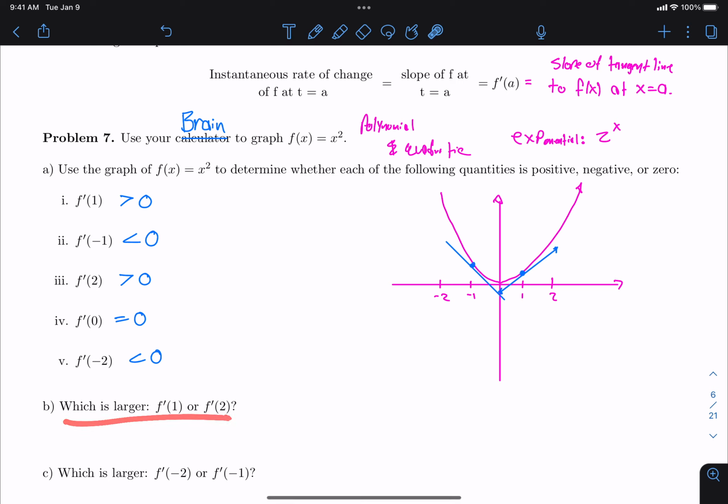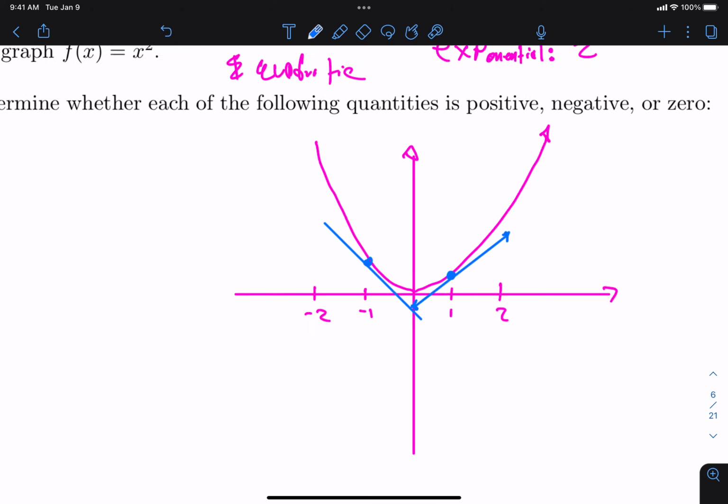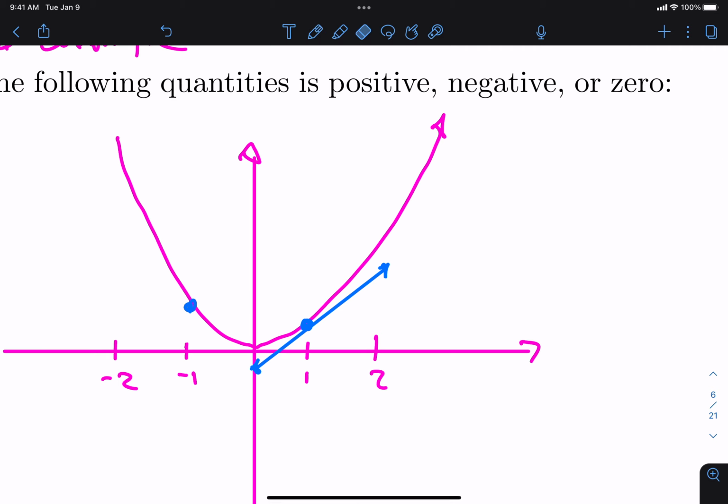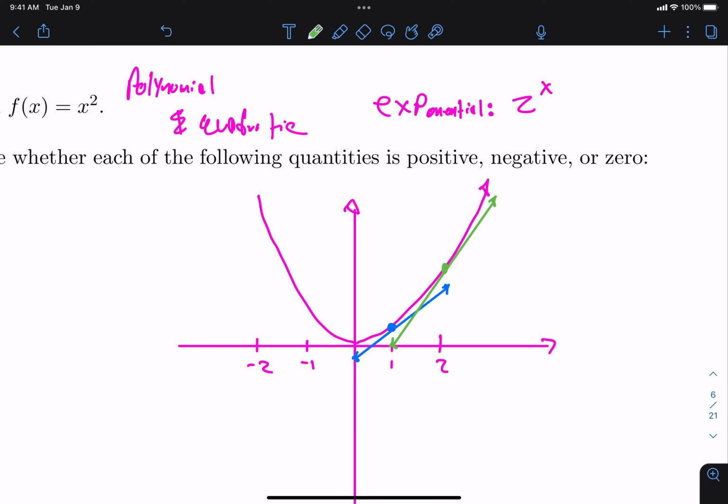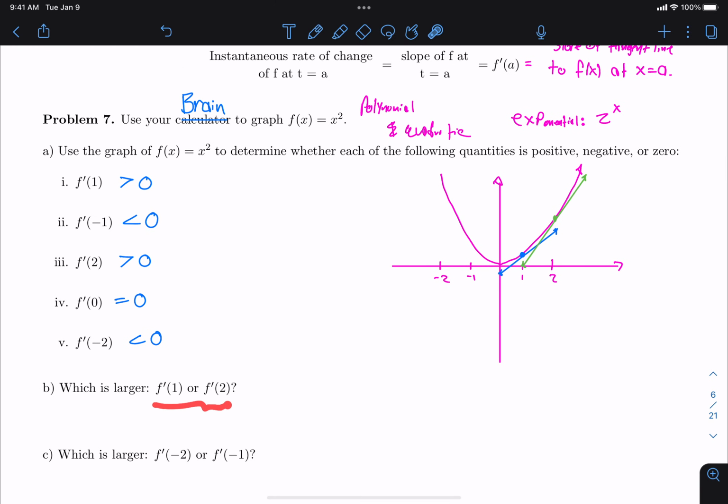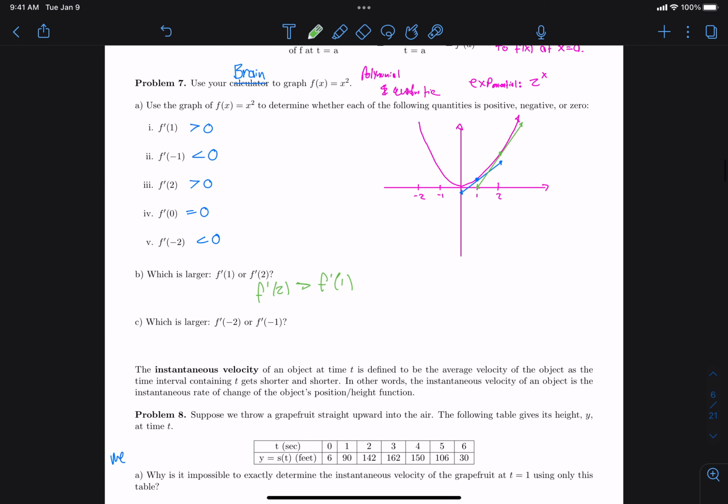Which is larger between f prime of 1 and f prime of 2? Well, let's take a look. We're asking about the slope of the blue line versus the slope of the green line. And what do we notice about the slope of these two lines? Which one's bigger? Yeah, the green line. So what is this really asking us? Which is larger, f prime of 1 or f prime of 2? It's quantifying between this point and this point, where is the function steeper? And it's the second point, right? F prime of 2 is larger than f prime of 1. So this is just a question about the steepness.